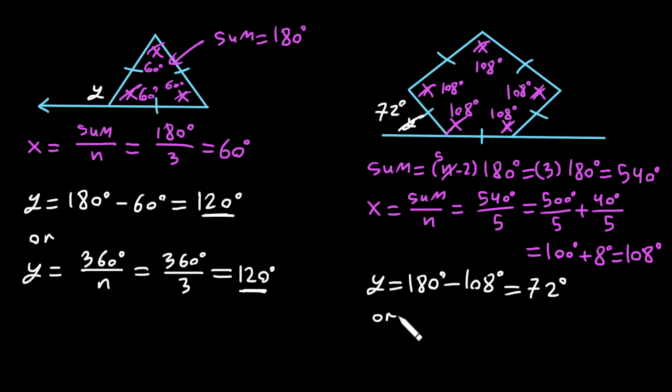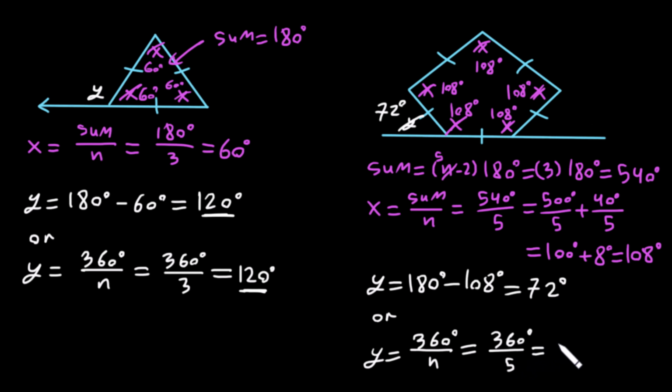Or you can find this y by the sum of exterior angles of a pentagon, or any polygon, which is 360 degrees. Since it is a regular polygon, we can divide 360 degrees evenly by the number of sides. So 360 degrees divided by 5, because it has 5 sides.